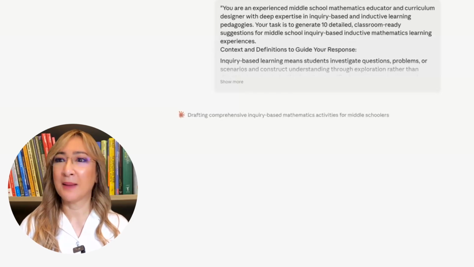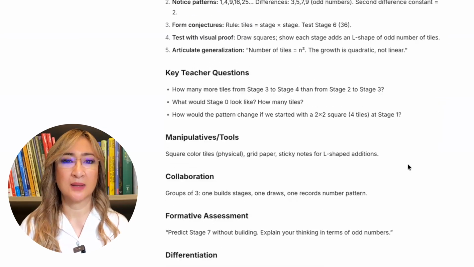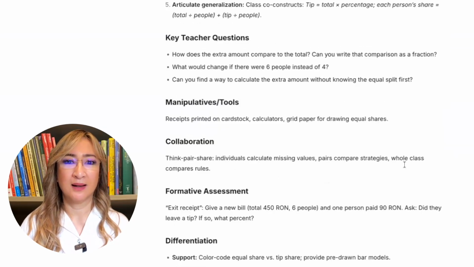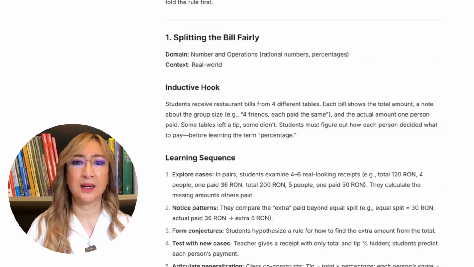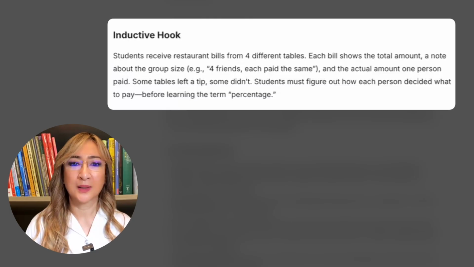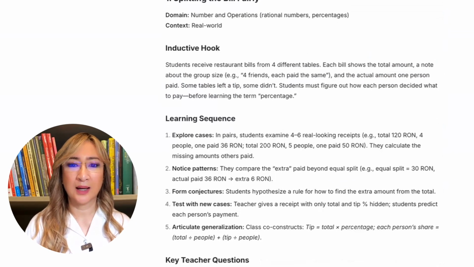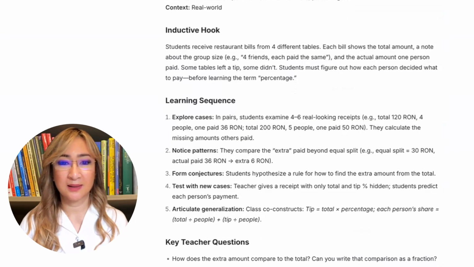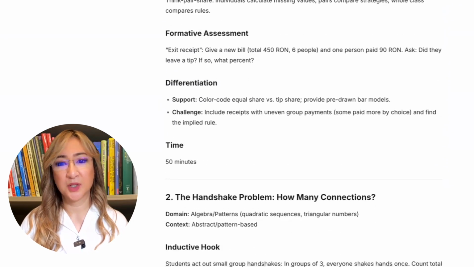Okay, so let's come back to DeepSeek. Yep, DeepSeek has finished. So let me just go back to the top. I don't want to go through all of this, but I'll give you an idea. Splitting the bill fairly. Okay, so students receive restaurant bills from 4 different tables. Each bill shows the total amount, and the amount one person paid. Some tables left a tip. Okay, all right, and it's actually used Romanian currency here. Okay, so that's one handshake problem.